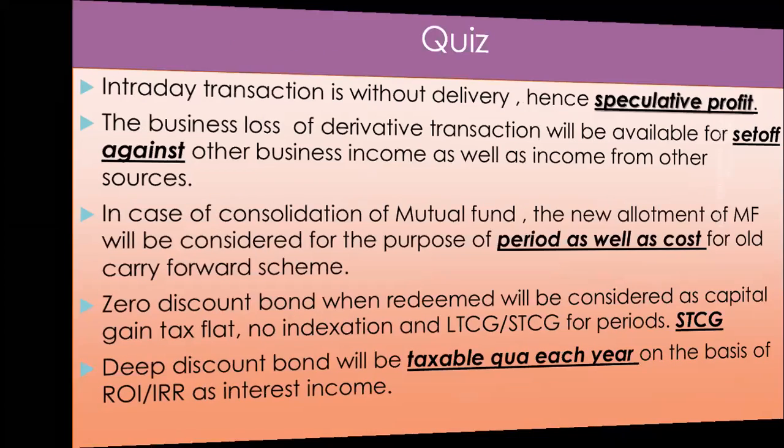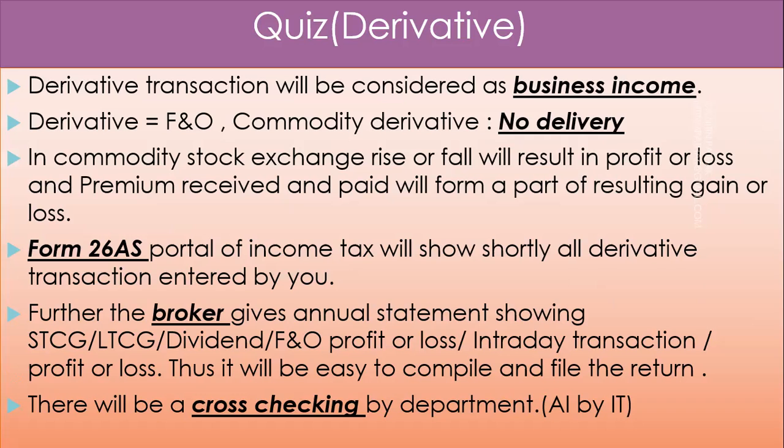Once you do a buyback of shares, it would be shown under exempt income, and DDT would be payable on that. Whether the buyback is of a quoted share or a non-quoted share, in both cases DDT would be applicable.